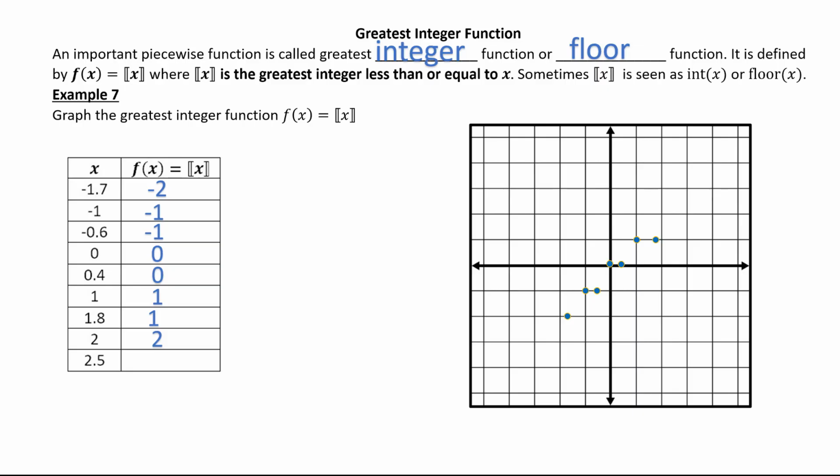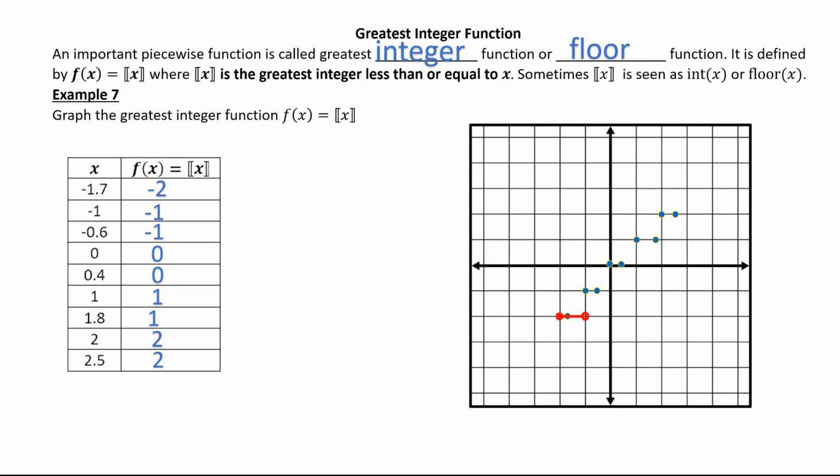Then we have to graph that. 2, 2 is on the graph. And then if x is 2.5, the greatest integer less than or equal to 2.5 is still just 2. So the point 2.5, 2 is going to be on the graph. So you can see how this graph looks. It just looks like several floors or steps.